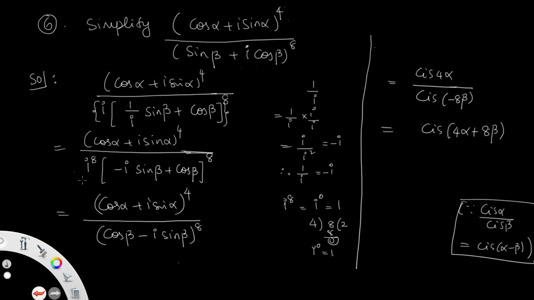What about i power 8? Nothing but divide by 4, the remainder as the power of i, that is i power 0 is 1. So that's why we write it as 1. So it is in the form cis alpha by cis beta, that is cis alpha minus beta. That's all for this question.